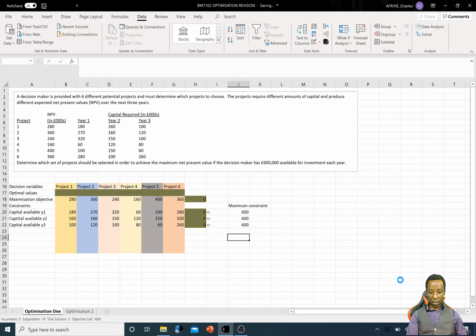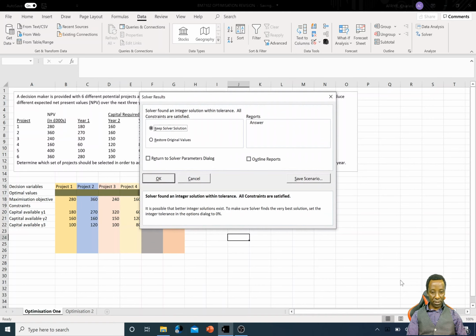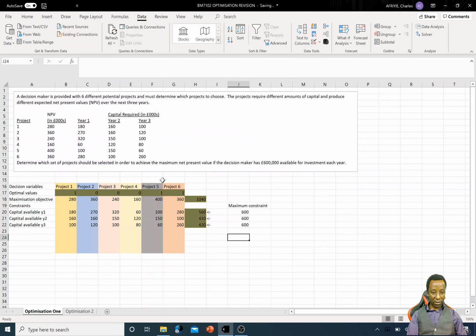And once Excel finds a solution, it will tell us it's found a solution, right? So let's see what solution is giving us. It's giving us a solution of going ahead with project 1 and not going ahead with project 2, 3, or 4. We can go ahead with 5 and with 6.